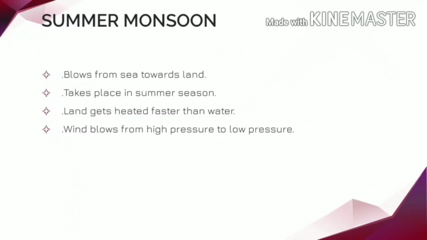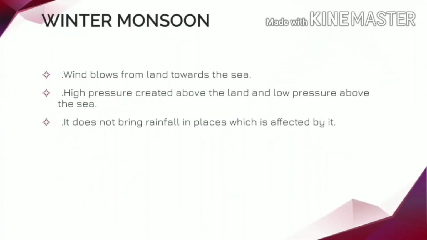Now the greatest quality of air is to move from a high pressure area towards a low pressure area. High pressure is there in the water body, low pressure is there on the land surface. So the air starts to move from the water body towards the land surface. This is known as the summer monsoon, and as it is coming from the water body, it collects lots of moisture and there is lots of rainfall in the area affected by the summer monsoon.